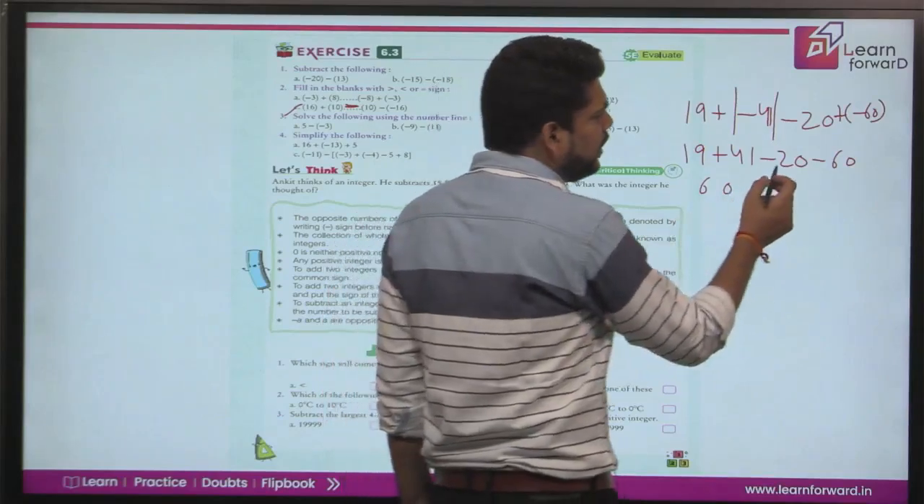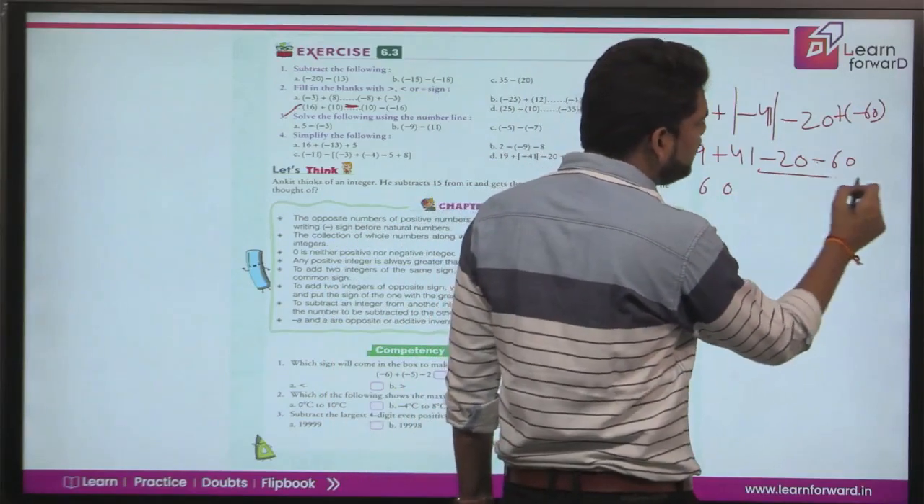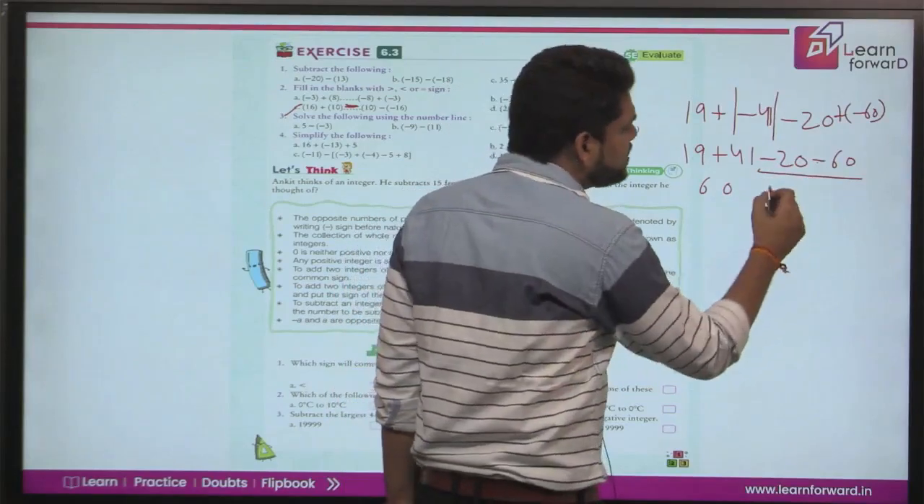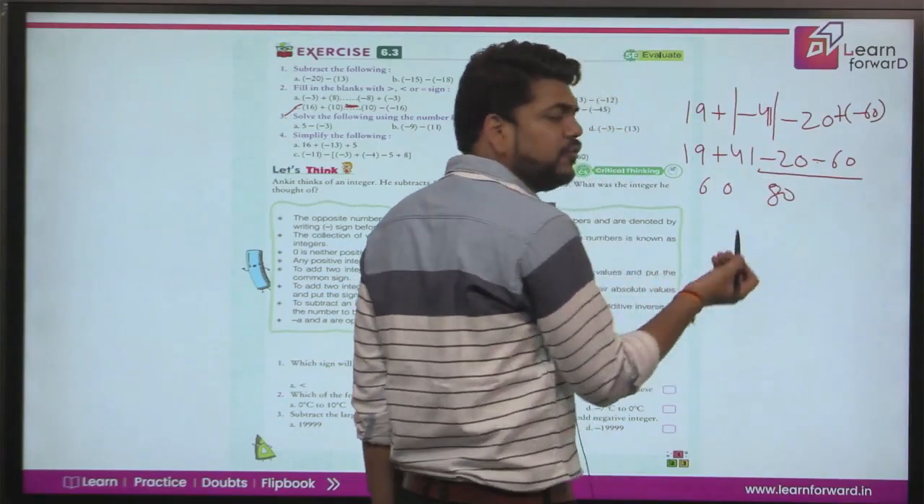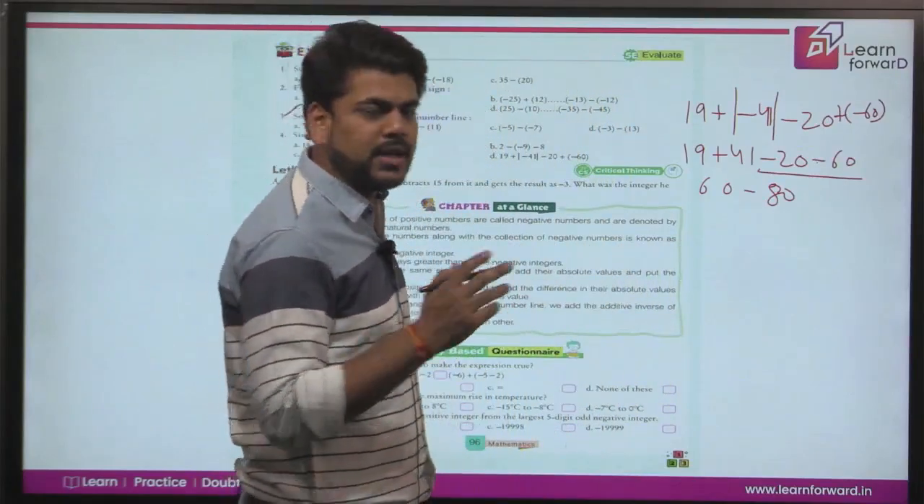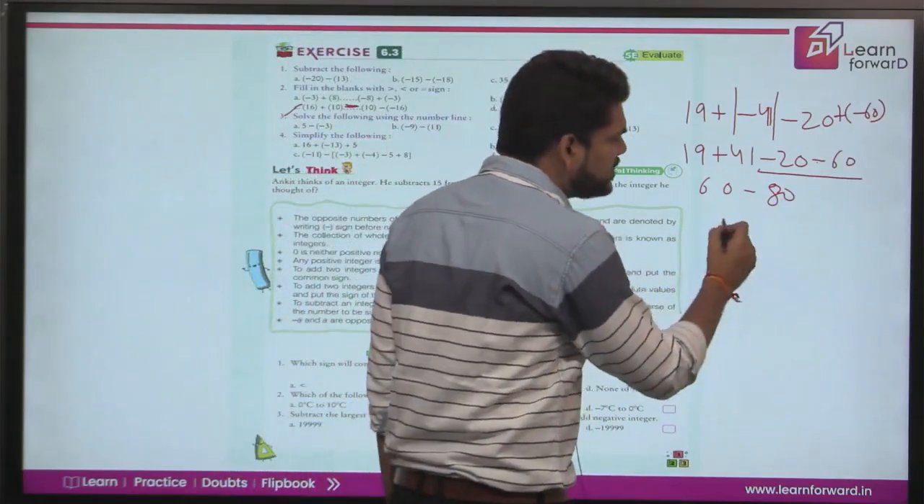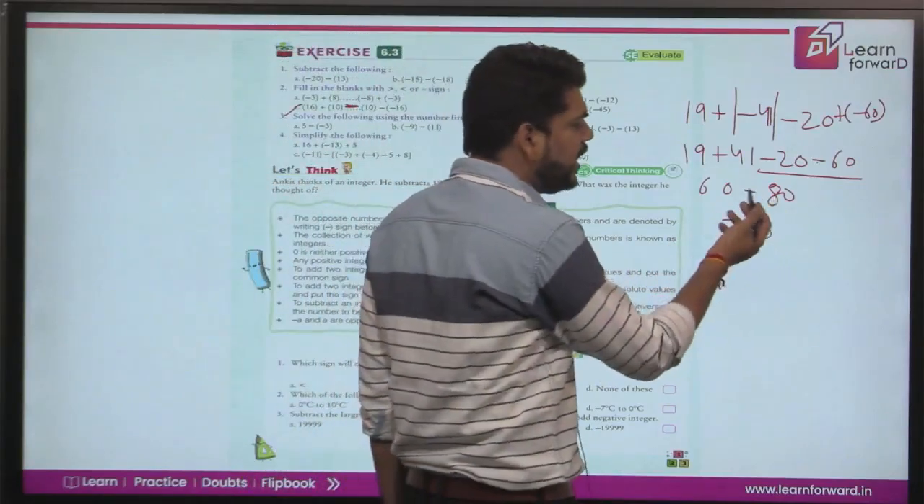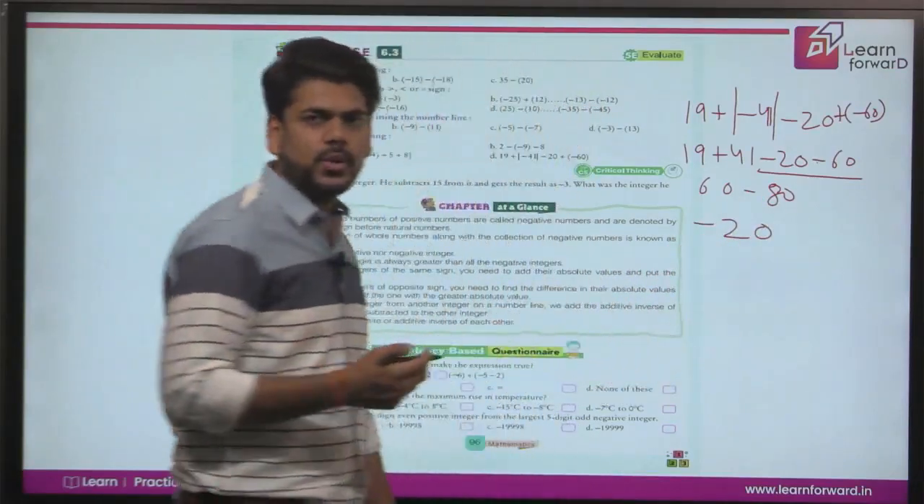Fine. Minus minus, we are solving these two. Minus minus plus 20 plus 60, 80. Sign of which number is greater? That is minus. Now 60 minus 80, plus minus, minus. 80 minus 60, 20. Sign of which number? Which one is greater? 80 is greater. Answer is minus 20.